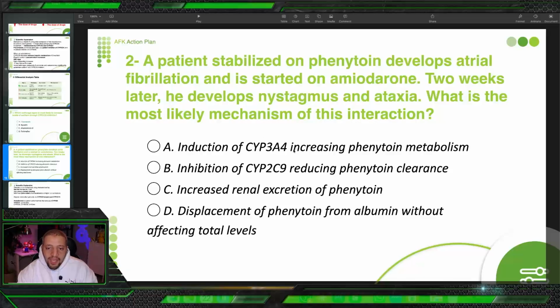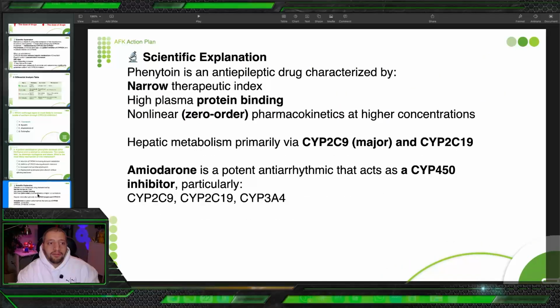The options: induction of CYP3A4, increasing phenytoin metabolism; inhibition of CYP2C9, reducing phenytoin clearance; increased renal excretion of phenytoin; displacement of phenytoin from albumin without affecting the total level. Again, let's break down the 2 medications, how they work, and then think about it and apply it to the liver enzyme. Phenytoin is an anti-epileptic drug characterized by a narrow therapeutic index, high plasma protein binding, and non-linear, which is zero order, pharmacokinetics at higher concentration.